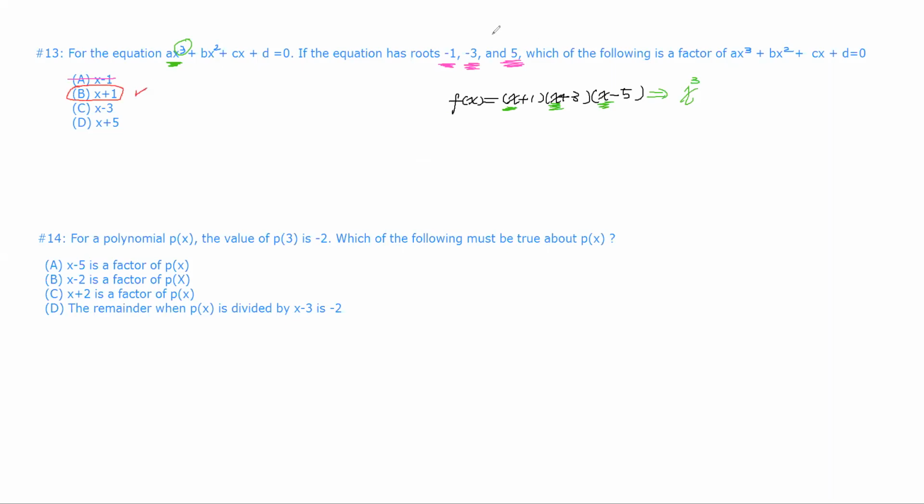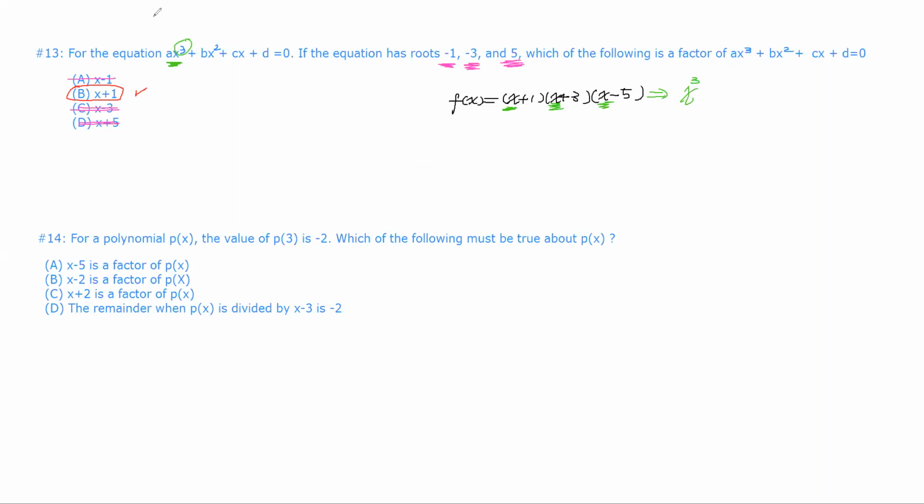Let's take a look at x minus 3 here. Here's x plus 3, so x minus 3 is not. For x plus 5, here's x minus 5, so that's not either. So the answer is x plus 1.